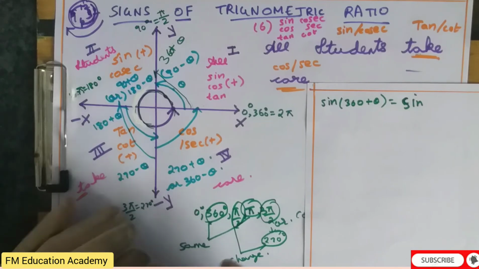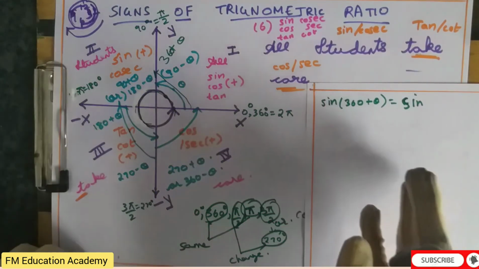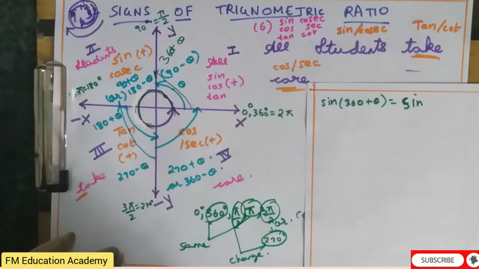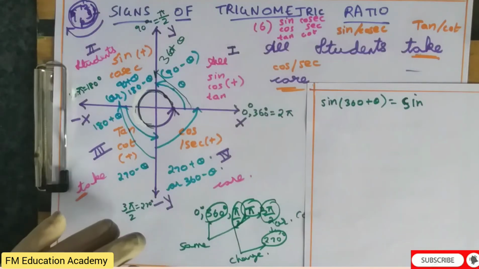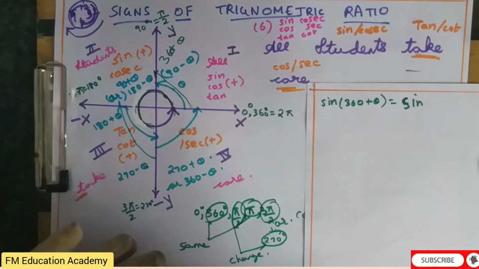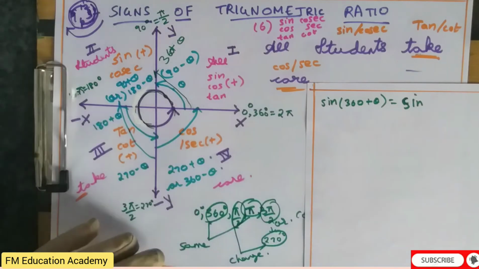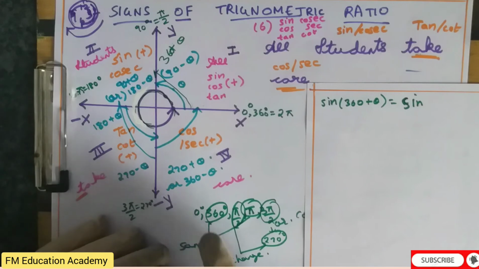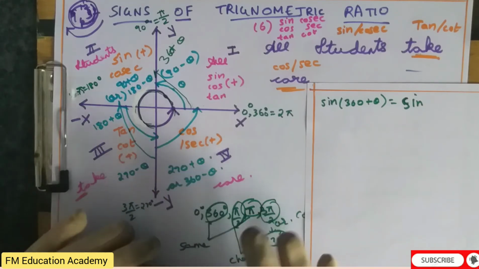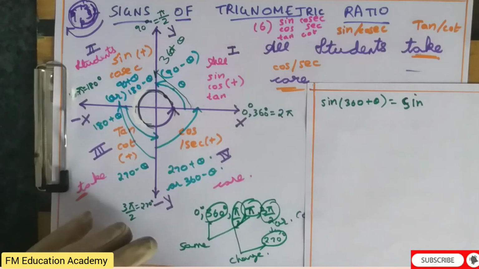For example, I have sine 360 minus theta. Then it will be sine theta only. I have cos 360 minus theta. Then it will be cos theta only. I have cos 360 plus theta. Then it will be cos theta only. I have sine 180 minus theta. Then it will be sine theta only. Why? Because in 360 and 180, remember, they will be same. The trigonometric ratios will not change, whereas in 90 and 270, the trigonometric ratios will change.